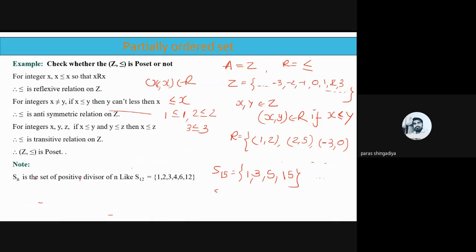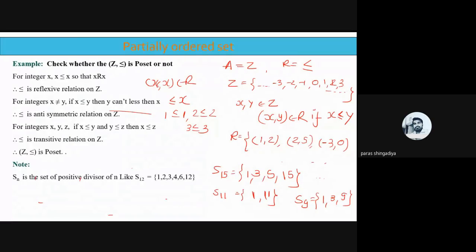Let us use another number, 11. 11 is a prime number, so there are only two factors, 1 and 11 itself. Clear? Let us consider S9. So S9 will be 1, then 3, and 9. Clear? So that is called S9.